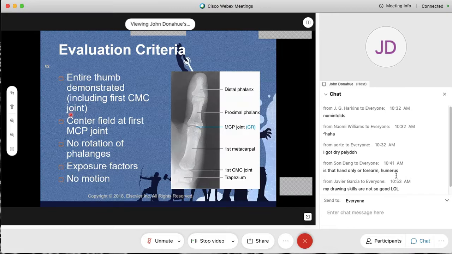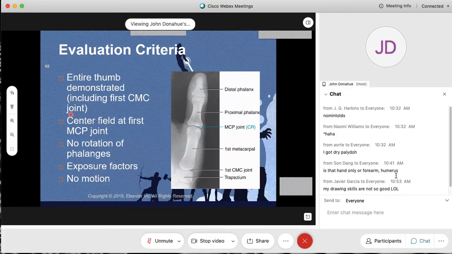Okay, so the evaluation criteria for that PA or AP thumb. We want that entire thumb to be demonstrated. We must include the first CMC joint. It's a little different from the other fingers we talked about. That first CMC joint must be included on a PA or AP thumb. Your CR is going to be at that first MCP joint. You have zero rotation of that thumb, low exposure factors, and very tight collimation. Very small body part, therefore we still need that tight collimation. And no motion, of course.